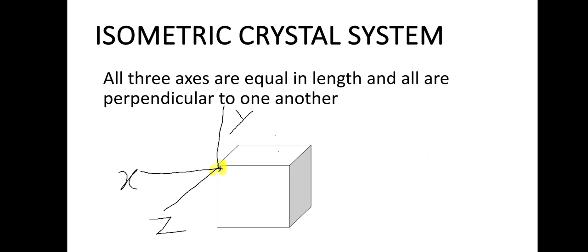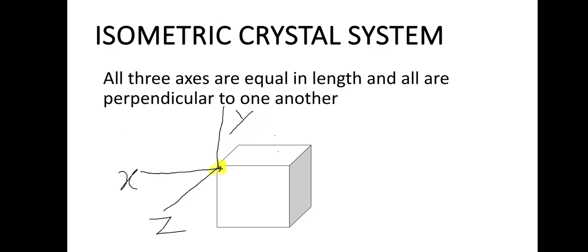First, isometric crystal system, also known as cubic crystal system. All three axes are equal in length and all are perpendicular to one another. For our convenience, let us consider three axes as x-axis, y-axis and z-axis, the three lengths as a, b and c, and three angles as alpha, beta and gamma. In this isometric crystal system, all three axes are equal in length, that is a equals b equals c, and all are perpendicular to one another, that is alpha equals beta equals gamma.